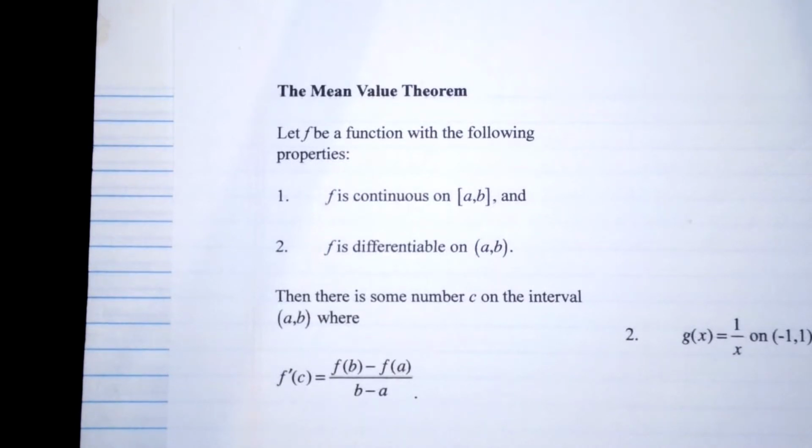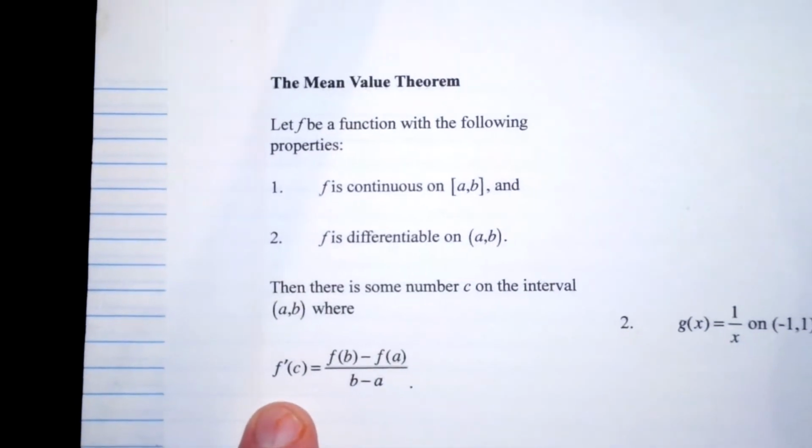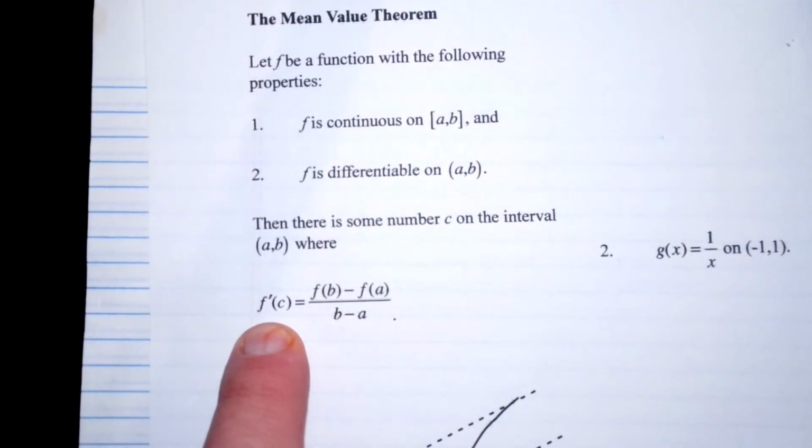What the conclusion says is there is some number c on the open interval from a to b where f prime of c isn't necessarily 0, but it's equal to f of b minus f of a over b minus a. Now, we have talked about these two things before. Remember, this was the definition of the average rate of change of a function on an interval, and this was the instantaneous rate of change of a function at a point. This was also the slope of a secant line, and this was the slope of a tangent line.